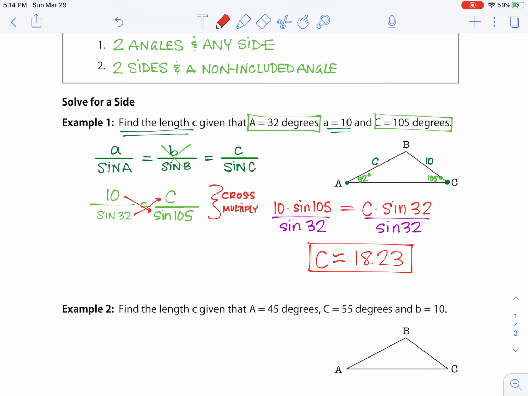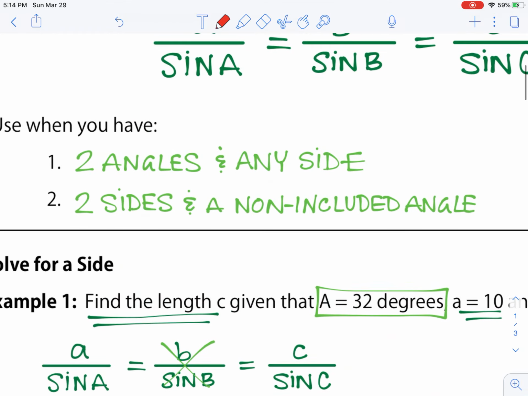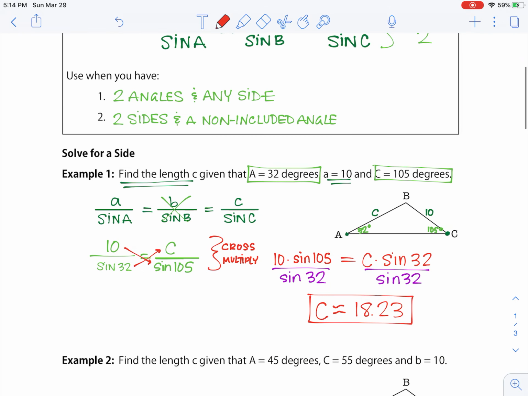So again, we don't have a right triangle. We have one of these two situations, in this case, two angles and any side, and we're able to use the law of sines to find our missing side.